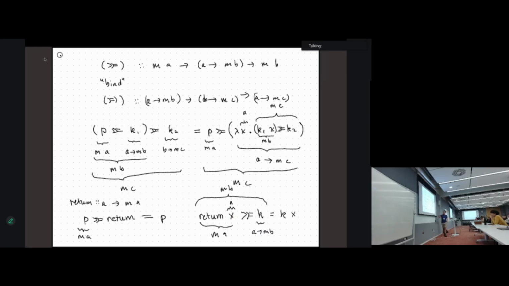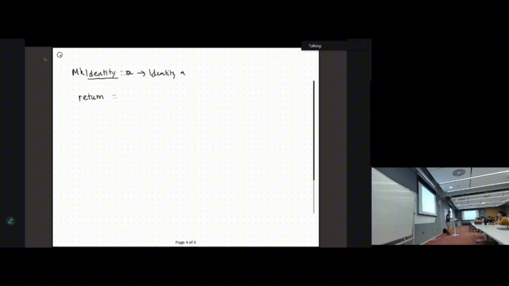What these two laws are telling you is that the way that return interacts with bind is pretty boring. You kind of get rid of the return in some way. So you can think of it as being like the unit of the monoid. In other words, it's the thing that just disappears when you compose it with the bind in some way, right? That'll become useful when we start looking at these identities.